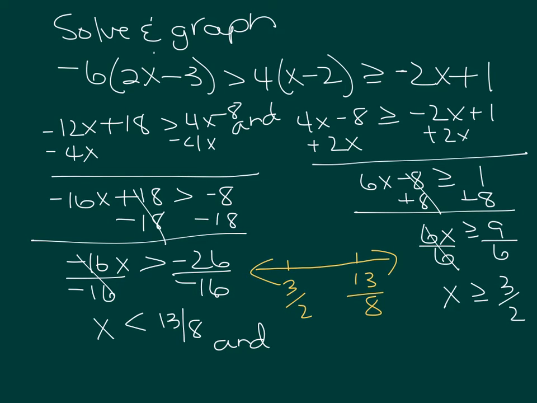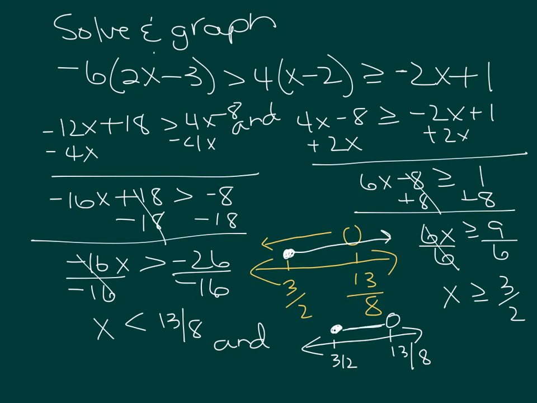So x is less than 13/8. That would be an open circle, shade to the left. And x is greater than or equal to 3/2. That would be a closed circle, shade to the right. Now, it's not all solutions because it's not an or. If it would have been an or, it would have been all solutions. But since it's an and, it's only where the two colors, the white and the yellow, overlap. So it would be in between 3/2 and 13/8. We'd put a closed circle on 3/2. We'd put an open circle on 13/8, and it'd be in between those two. So that's your solution set.